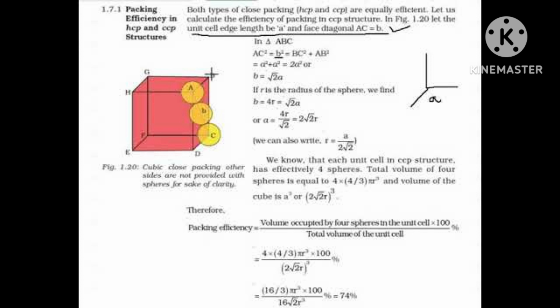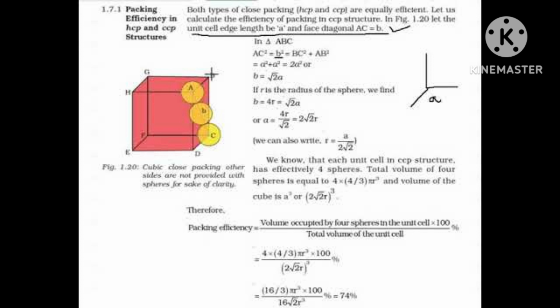Now, what is the total volume of the sphere? You know the formula: 4 by 3 pi r cube. That is the volume of a sphere. Volume of a sphere is 4 by 3 pi r cube.